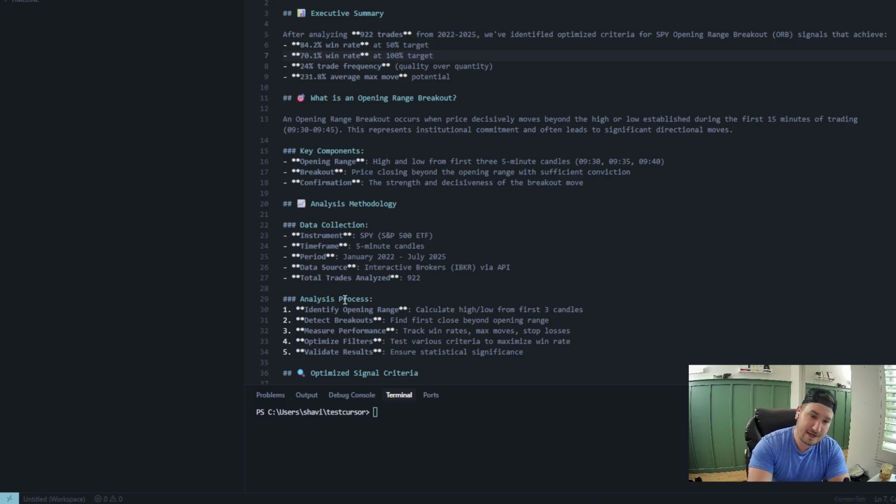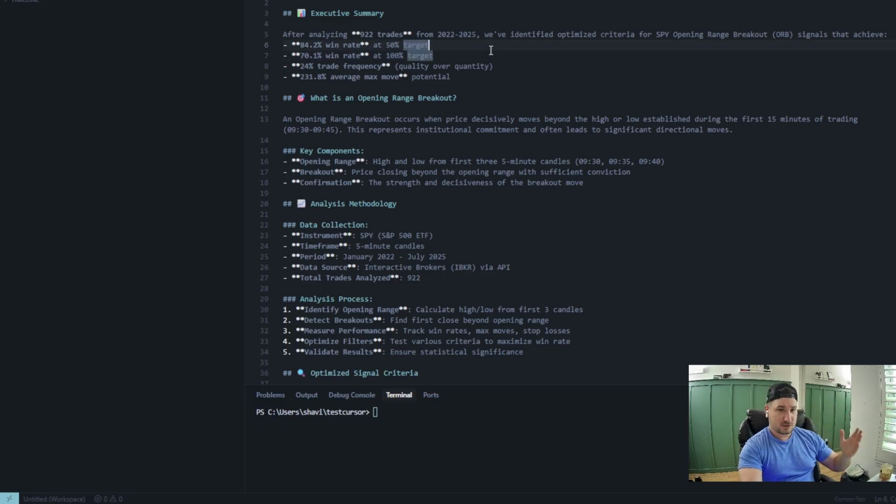Okay, so the analysis process: we identify the opening range, pretty simple. We detect a breakout, basically find the first close beyond the opening range, above the high or below the low, and then we measure performance based on certain rules that I've given the system. And then later on, we can talk about optimizing filters, maybe in a different video. Basically, the system also knows how to identify common denominators in losses and see what caused the losses. And then it validated the results, basically just went over the data one more time to make sure it didn't make any mistakes.